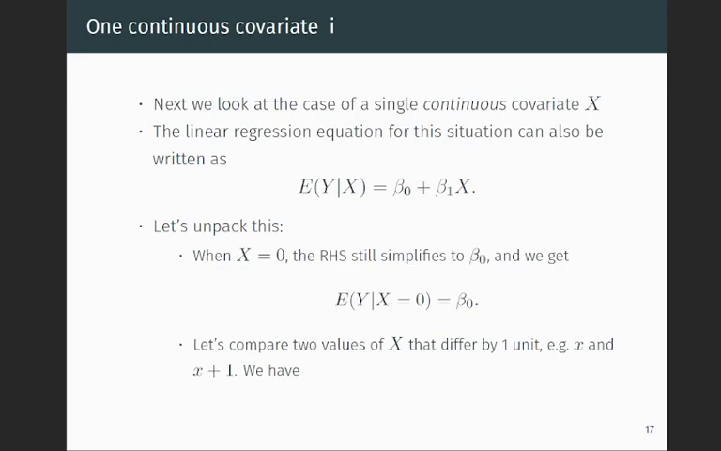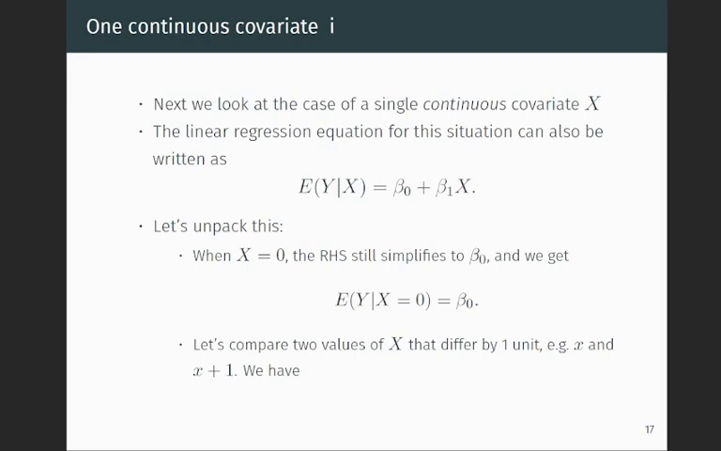Just as we did earlier, let's unpack this a little bit. So when X is equal to 0, we get the same thing as before. So the right-hand side still simplifies to beta 0, and we get the same interpretation. Beta 0 is the conditional expectation of y given that X is equal to 0. But how can we interpret beta 1? Well, it's going to be a bit different here.